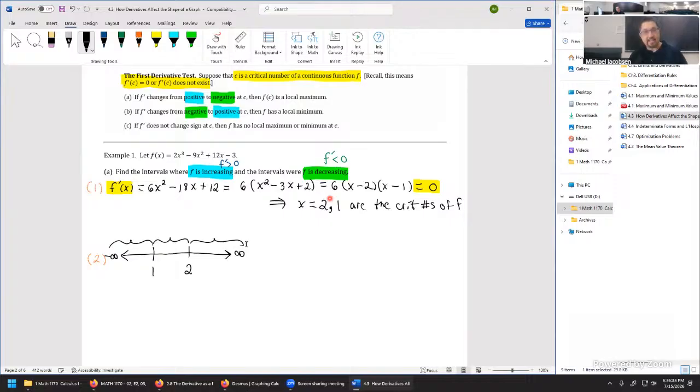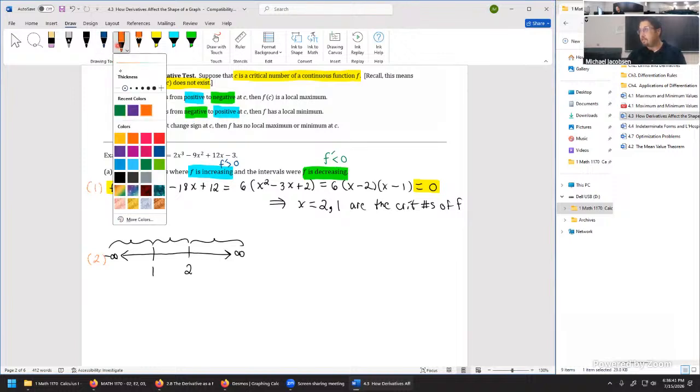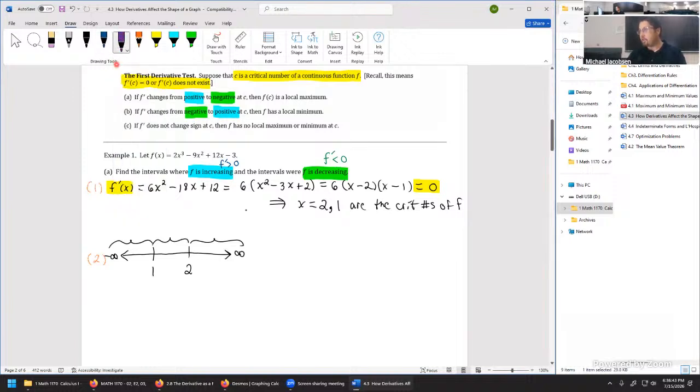I like to put infinities on the end. That's optional. That's just a reminder for me in interval notation to include those. Now let's go with a color that pops out. We're going to use test points. Test points we will never use are the critical numbers themselves.